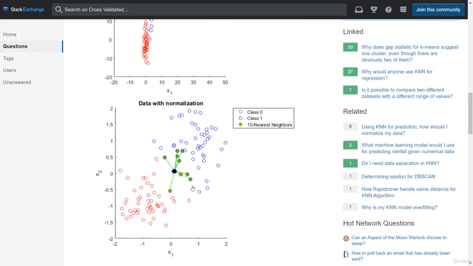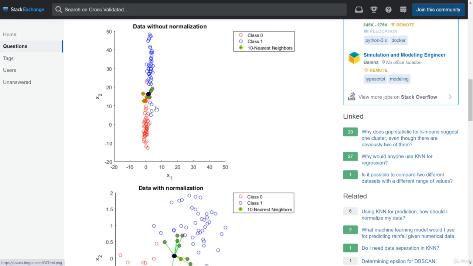Now, if we perform normalization, as you can see, from negative 2 to 2 and from negative 2 to 2, now the query point, the 10 nearest neighbors, when we calculate them, we have one from red, and another one from red, and then here we have the other 8 from blue. So the class of this point will be blue.